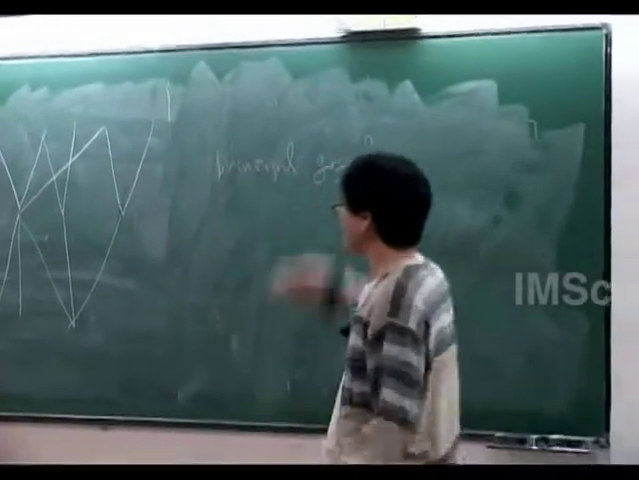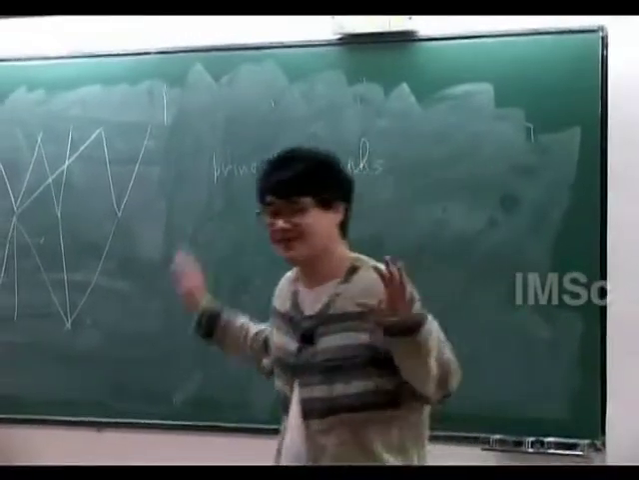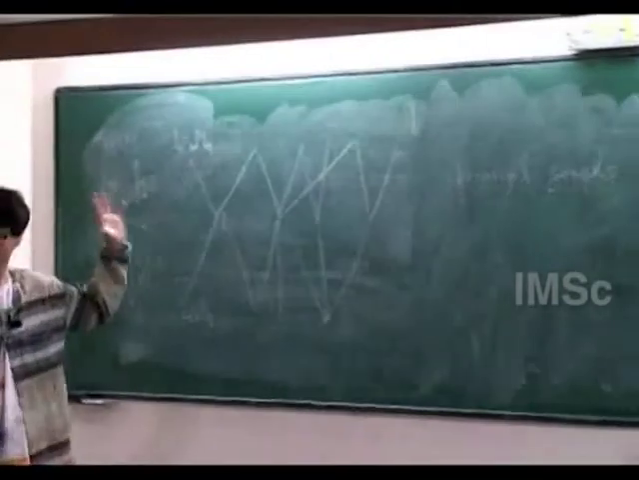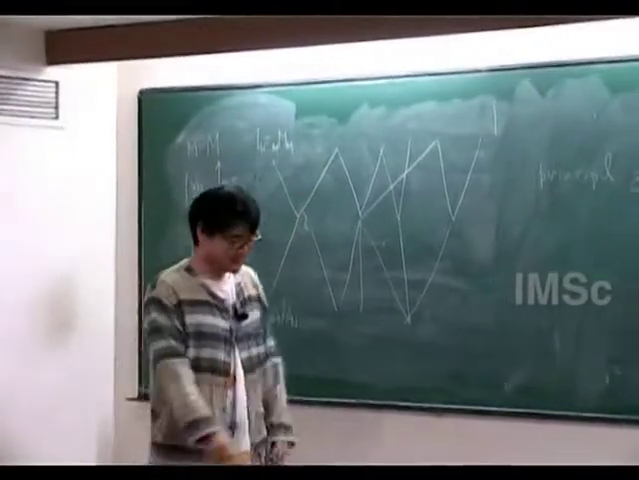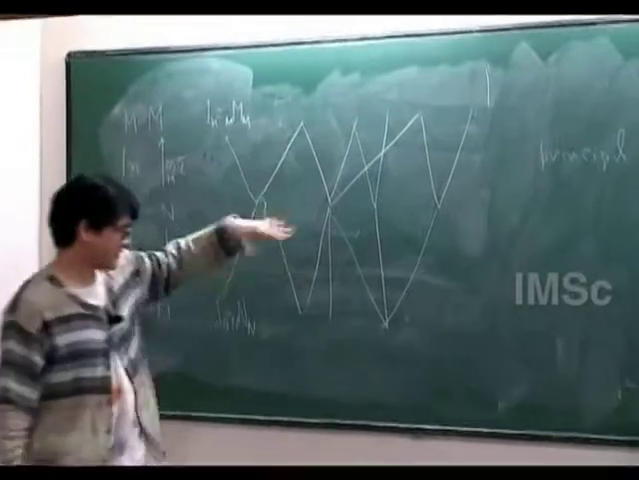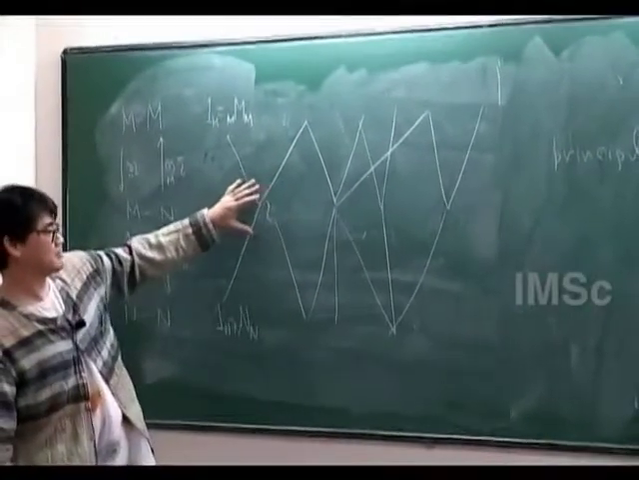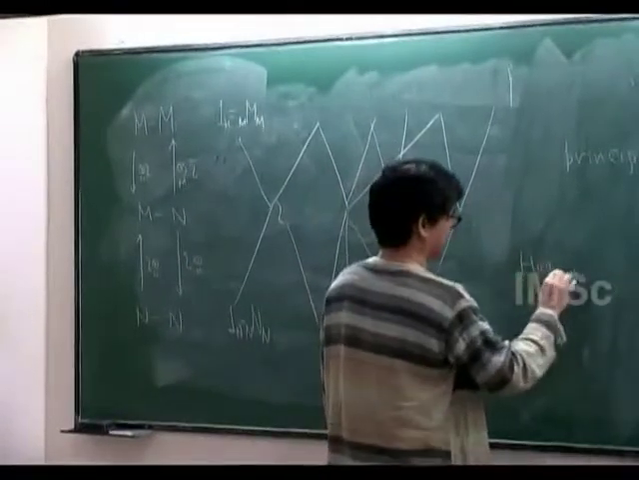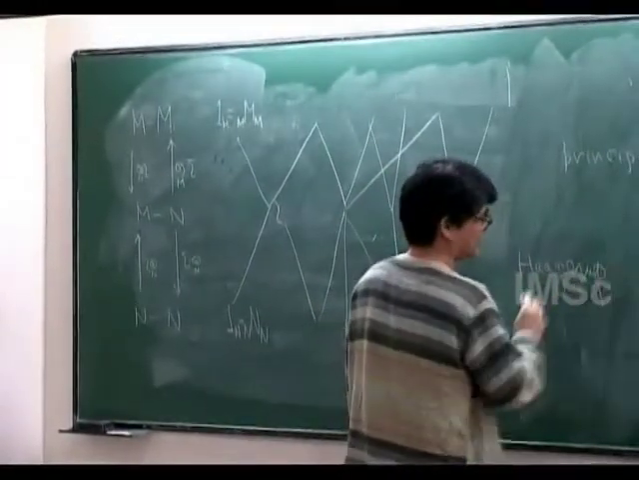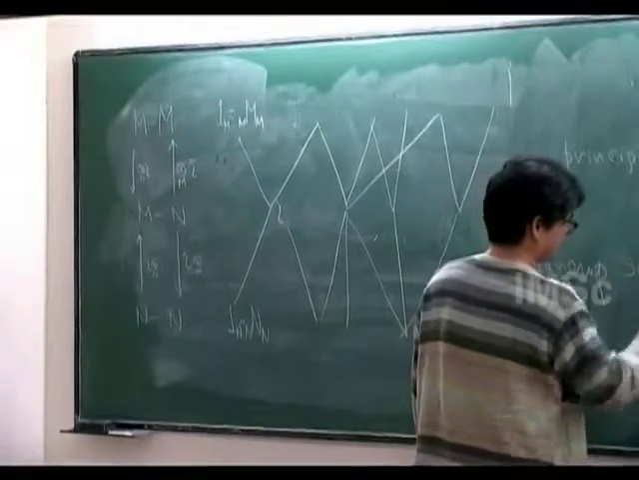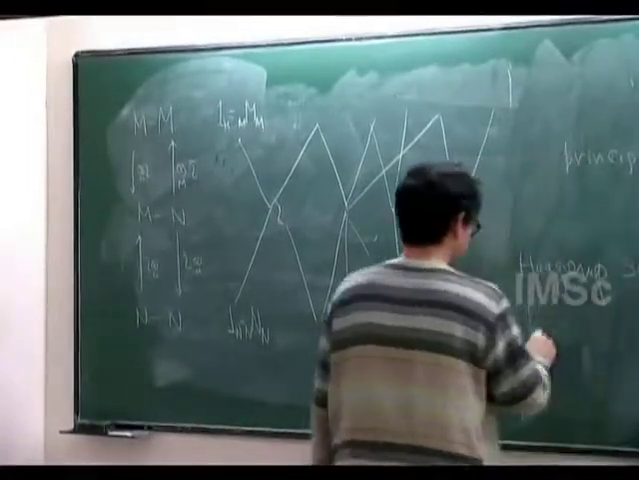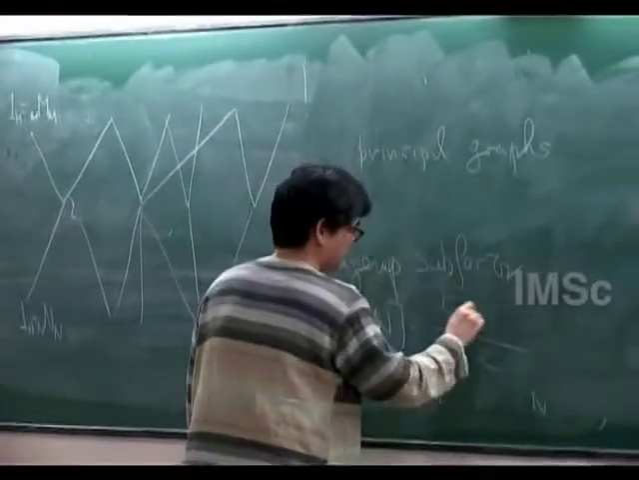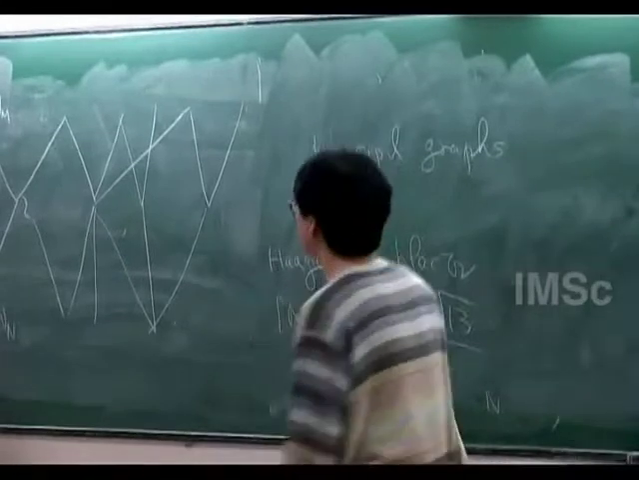So I never remember which is the principal graph and which is the dual principal graph. So let's say you have two principal graphs, and these graphs are the so-called Haagerup subfactor graphs, of index (5 + √13)/2.